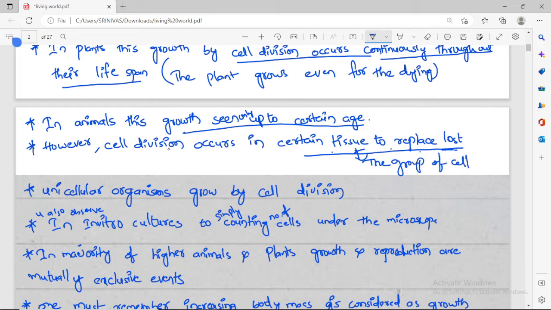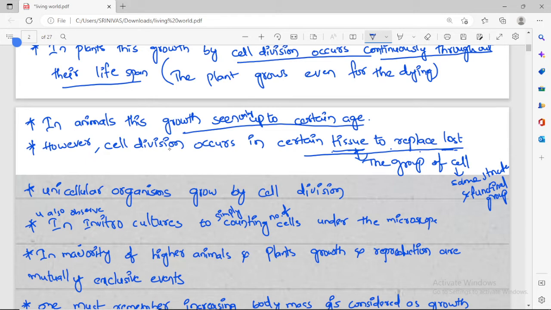The group of cells, and these cells have the same structure and same function. The tissue replaces lost cells. For example, whenever we get hit, what happens? The tissue is damaged. After some time, the damaged tissue comes back, or new tissue grows.